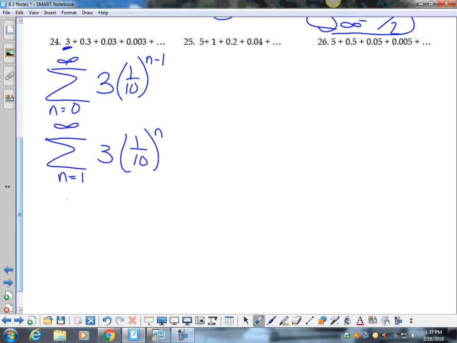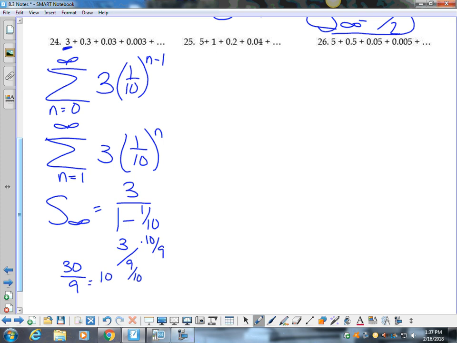So let's see. The sum, first term's going to be a 3. That's a 10th. So that's 3 over 9/10. Bojangles, that's 30 over 9, which is 10 over 3, which is 3.3 repeating, which I think is one of the ones we did from the other day.